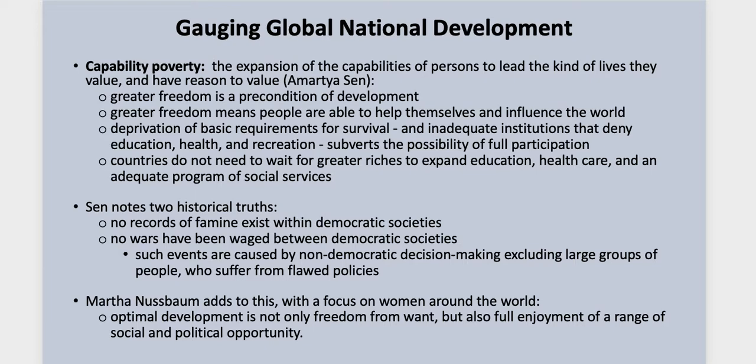Martha Nussbaum, who is, I think, an attorney, a lawyer, and a philosopher, who, last I heard, teaches at the University of Chicago, a deep thinker, and she's really into the capability of poverty thing that Sen proposed, and she adds to his philosophy focusing upon women around the world. She said that optimal development is not only freedom from want, which is what I think Sen's philosophy really focuses on, but also the full enjoyment of a range of social and political opportunity. And she recognizes that women around the globe continue to lack that on an equal footing with males.